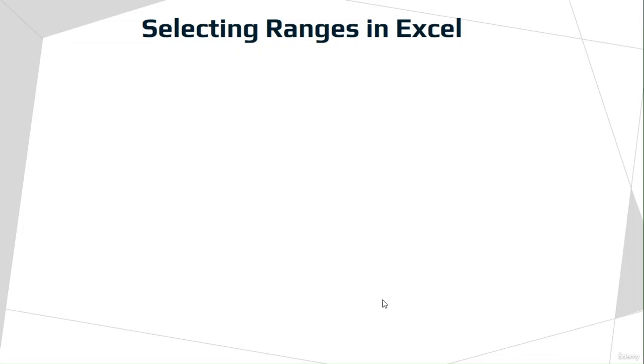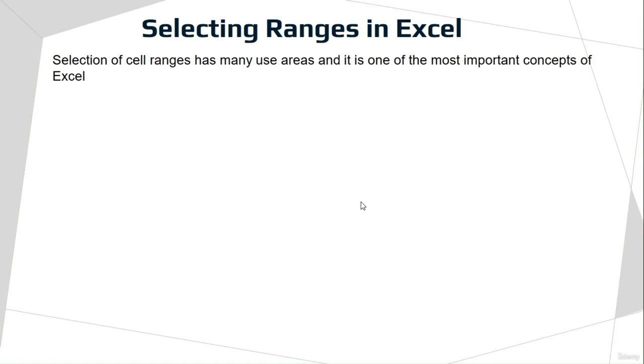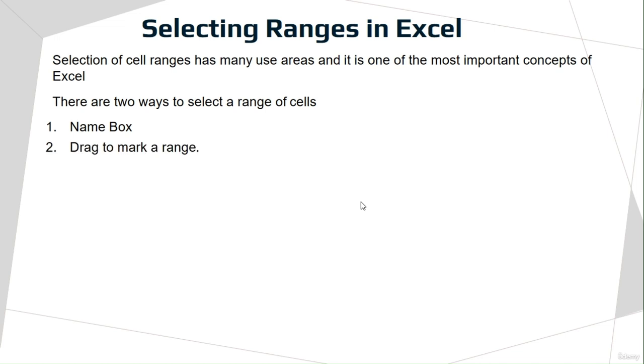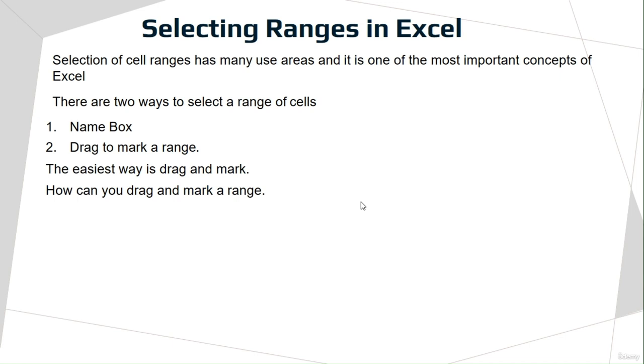Selecting ranges in Excel. All these are basics that will enable you to navigate through the worksheet easily. Selection of cell ranges has many use areas, and it is one of the most important concepts of Excel. There are 2 ways to select a range of cells. First, the name box. Remember the name box. 2. Drag to mark a range. The easiest way is to drag and mark. How can you drag and mark a range?